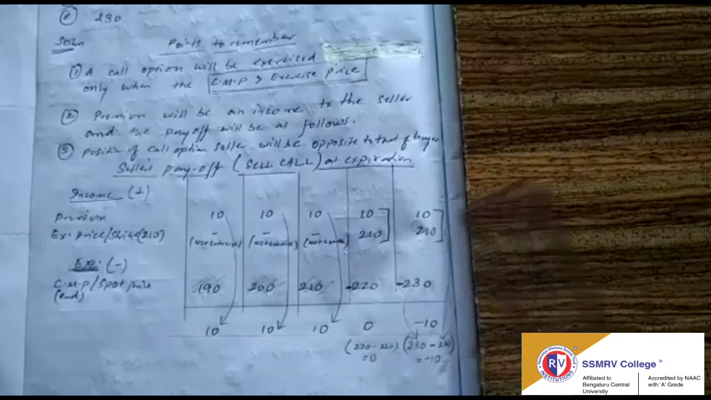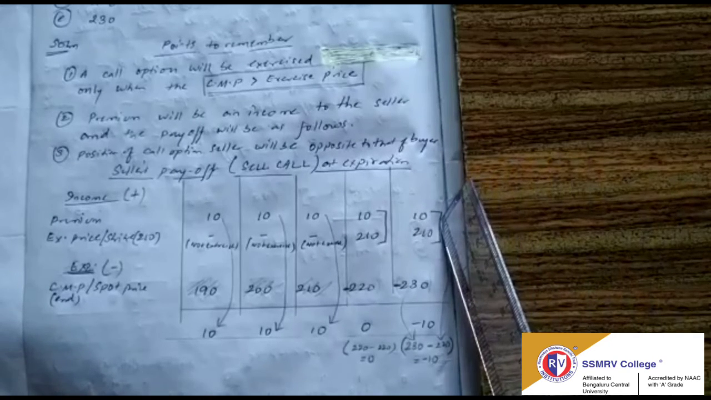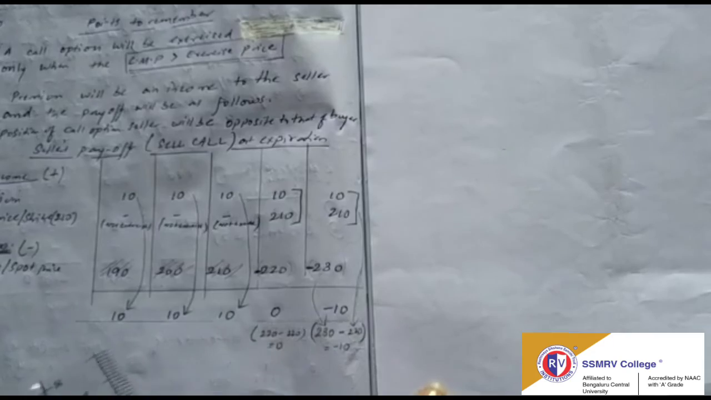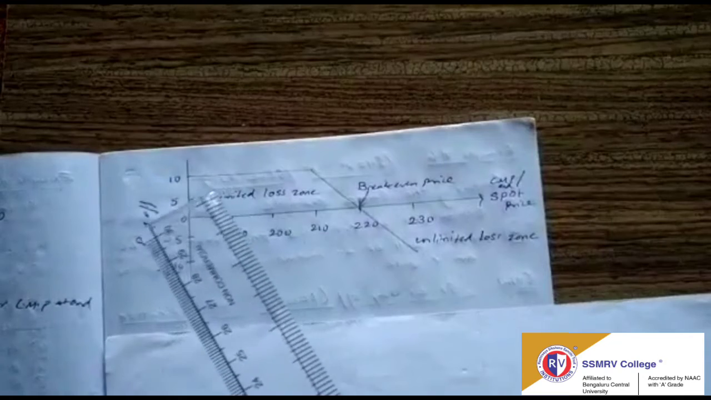The last situation, there is a 210 over here, which is the exercise price, and a 10 rupees premium, making a total of positive 220. A positive 220 and a negative 230 gives a minus 10. So this minus 10 I have written over here. Based on this information, that is a positive 10, 10, a positive 10 again, a 0 and a minus 10, when we draw the payoff in a chart form, it will be coming like this.